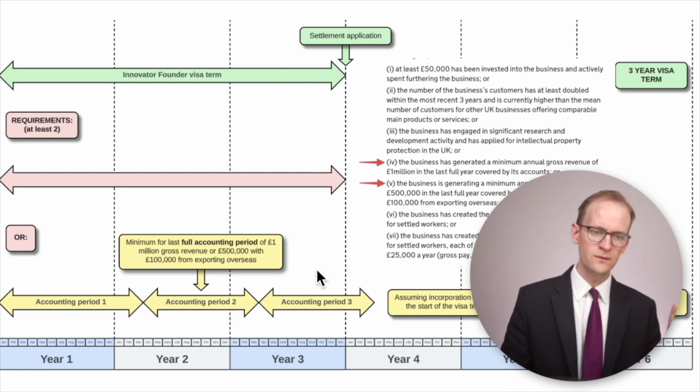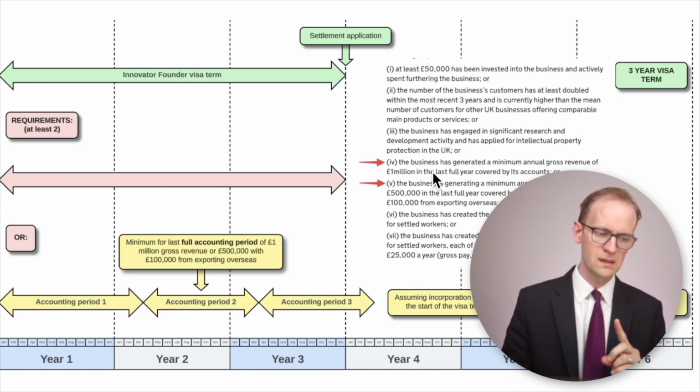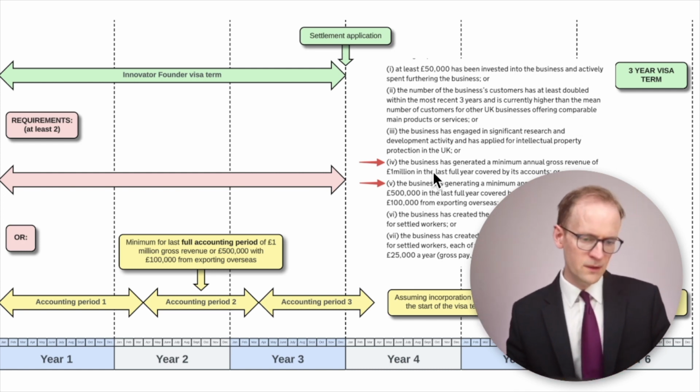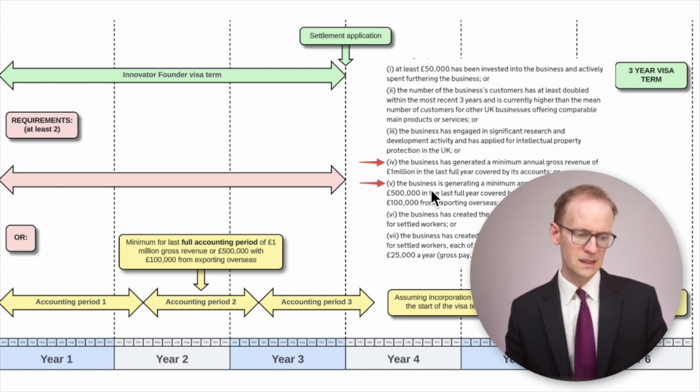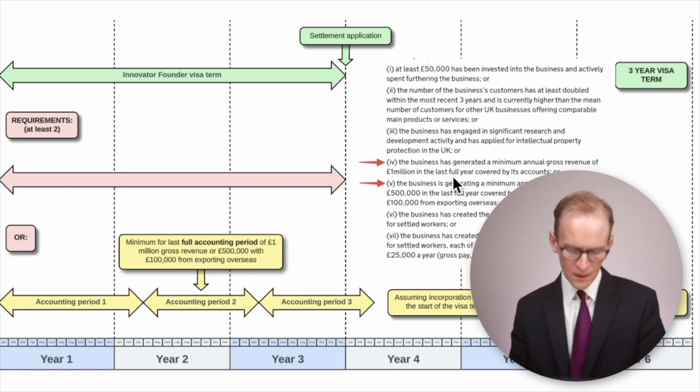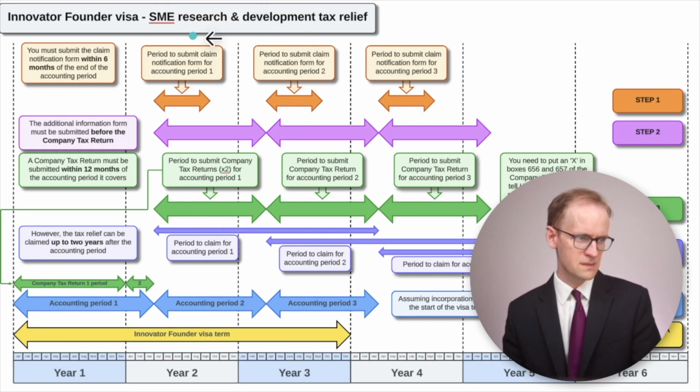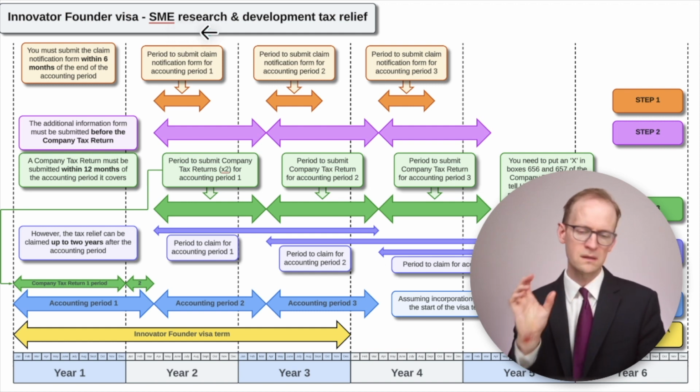And when I say the relevant one, I'm talking about these 2 success criteria. Remember, you only need 2 out of the 7. I'm going to be focusing on these 2 in this video. But by the way, in the next video, I'm going to talk about how to claim tax relief in connection with research and development. Because again, that's all about timing considerations.